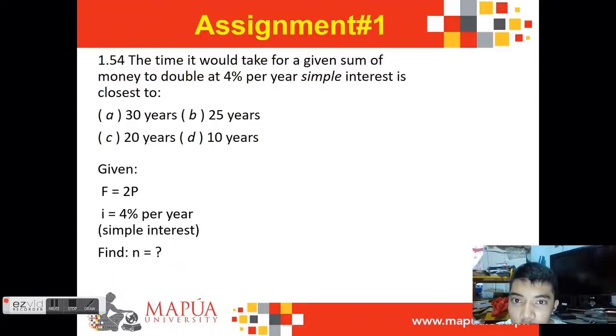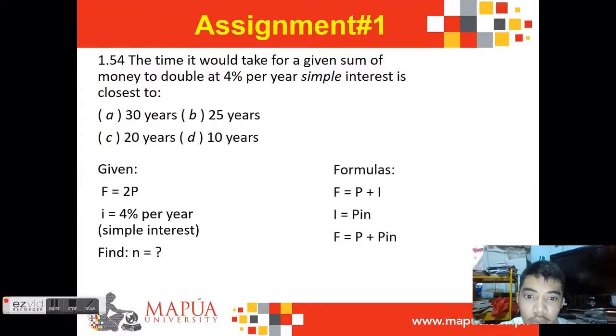It is said that the future worth is twice the present worth, and the interest rate is 4% per year, simple interest. Find the number of years.